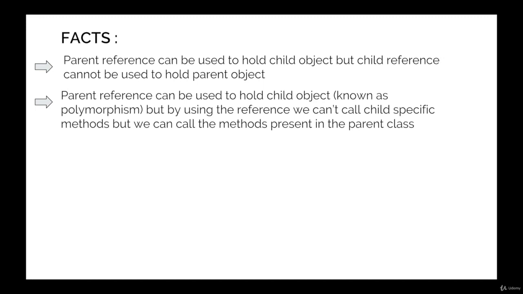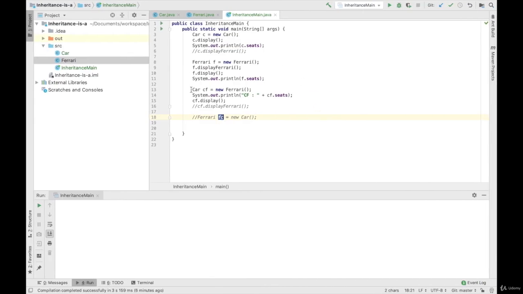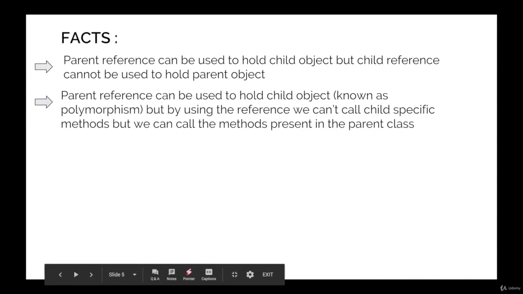But using the parent reference, we can't call child-specific class methods, but we can call the methods present in the parent class. So by using this parent reference, which has the initialization of the child object, we could call the method in the car class, but not the method in the child class. This is something that we saw already.